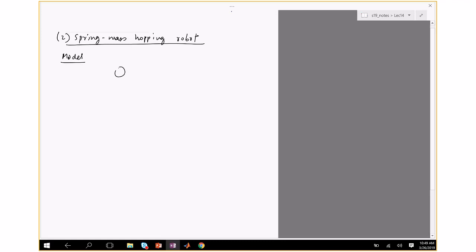So here's a model for the robot. It's basically a point mass M, a spring leg, a compression spring.